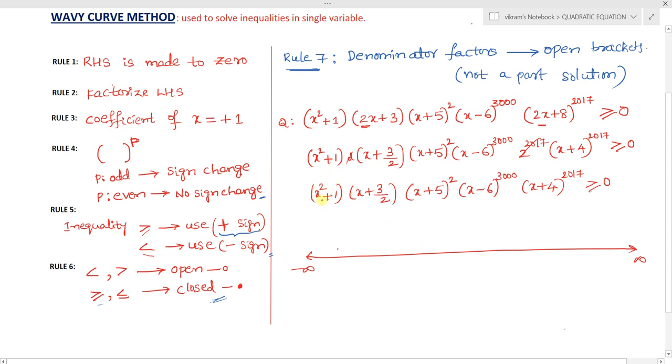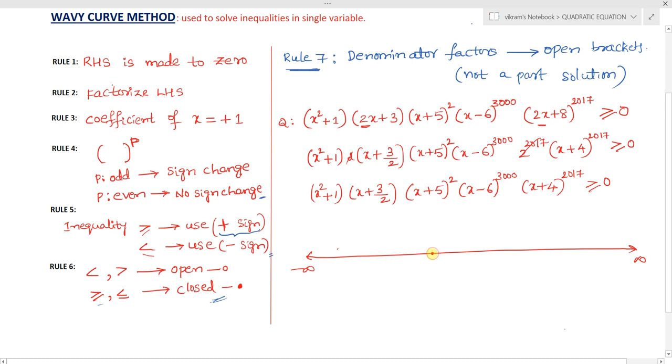Then x square plus 1: these are imaginary values. We obtain x square equals to minus 1, that means x is equal to the square root of minus 1, the imaginary values, which are not obtained on the real scale. So where x is real, all of this is applicable to real values only, then x square plus 1 is not included. Then next, x is equal to minus 3 by 2.